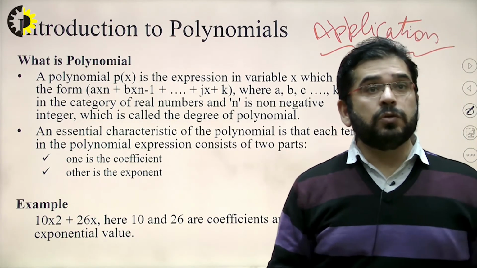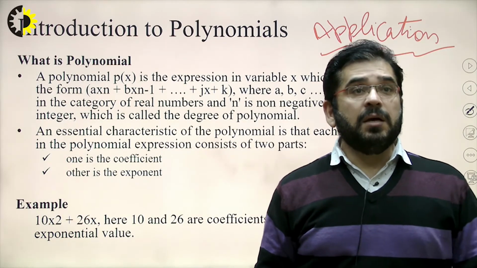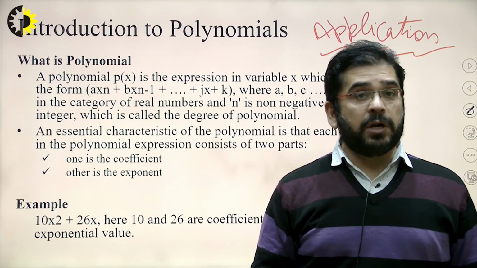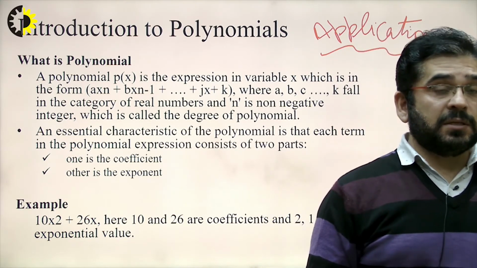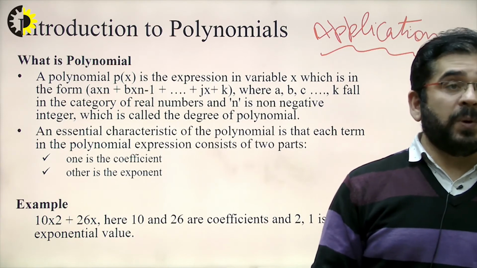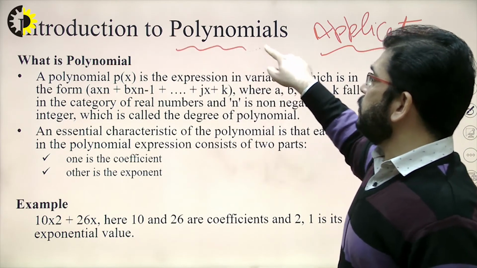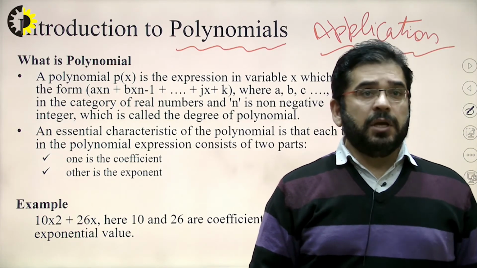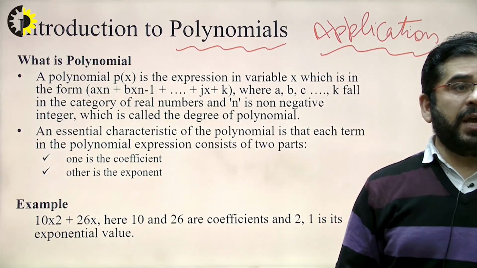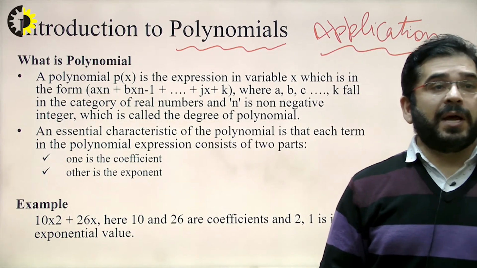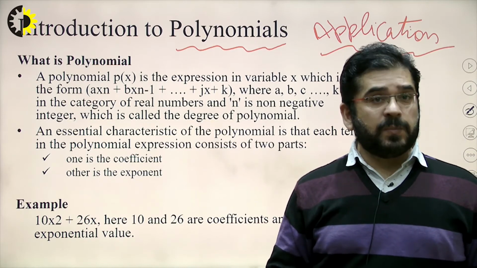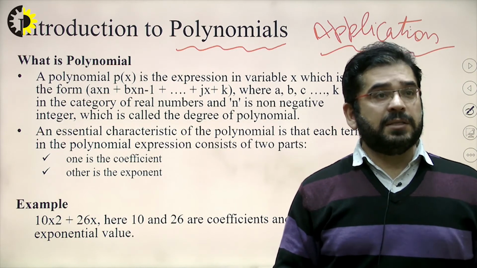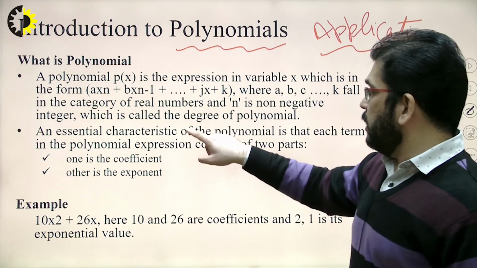So, introduction to polynomials. Polynomials are a real-time application of data structure. In a computer we can implement and operate polynomials with the help of the linked list data structure. Before moving to the technical details of implementation, first I will give you an introduction to the polynomial. What is a polynomial? A polynomial is an expression in variable x which is in the form of a x raised to power n plus b x raised to power n minus 1 till j x plus k, where a, b, c, k all fall in the category of real numbers. n is a non-negative integer which is called the degree of the polynomial.